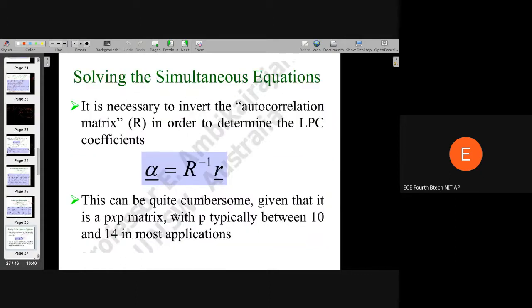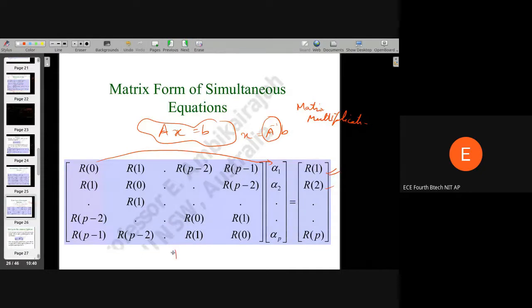So we can write this matrix as R. We are denoting a vector with a dash or underscore below, and we can even denote this as R, a matrix, multiplied by a vector, resulting in another vector. So what will be alpha? Alpha equal to R inverse R. So this is the result.